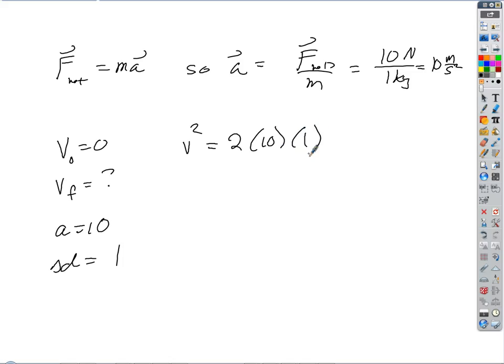Okay, so v squared equals 20. So v equals the square root of 20, which is about 14.14-ish, okay? So that's my final speed, right? Let's calculate my final kinetic energy. The initial kinetic energy was 0, wasn't it?